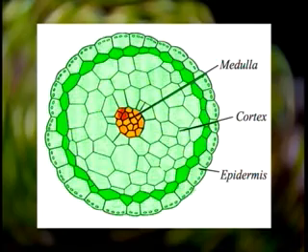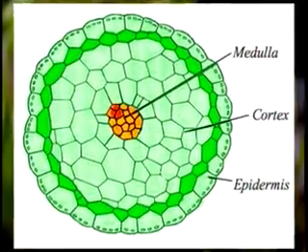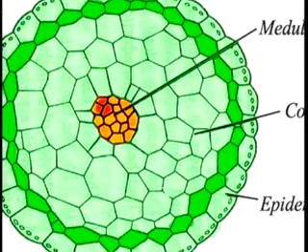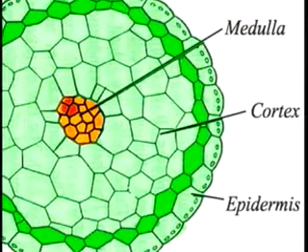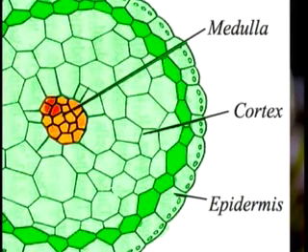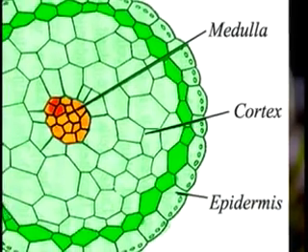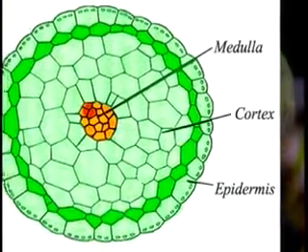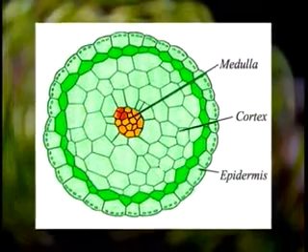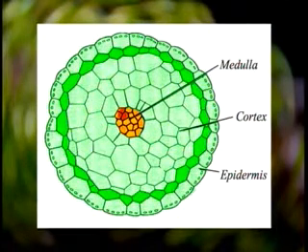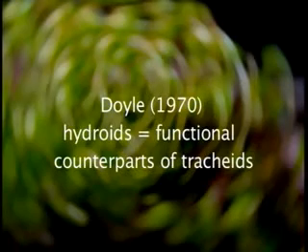Internally, a mature stem shows 3 distinct regions, which include a central strand, cortex, and epidermis. The central strand is not differentiated into xylem and phloem, but consists of vertically elongated, narrow, thin-walled, colorless cells which lack protoplasm. These cells are called hydroids. Doyle in 1970 considered these thin-walled cells of the conducting strand or hydroids as functional counterparts of tracheids.